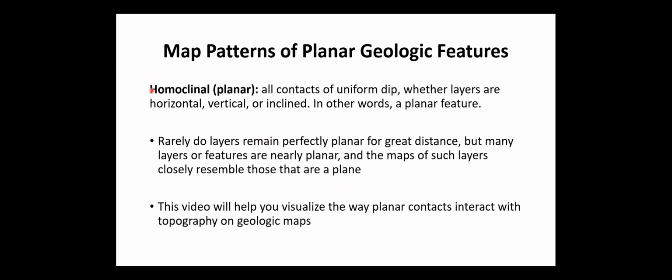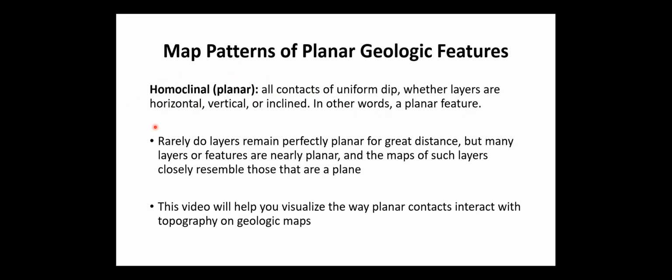So homoclinal features are any type of contact or body of rock of uniform dip, whether the layers are horizontal or vertical or inclined. So if you ever read in the literature someone talking about a homoclinal bed, what they are basically saying is they're talking about a planar feature. Okay, so again, we're talking about depositional contacts and structural contacts.